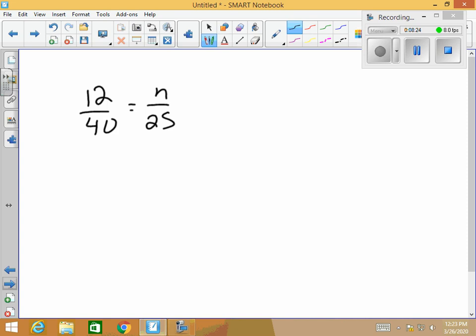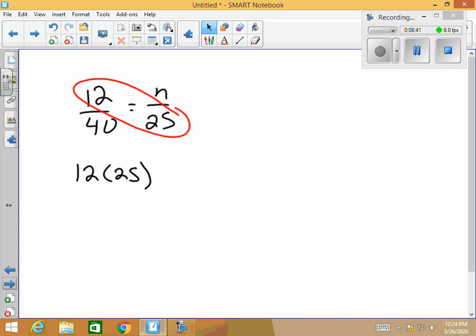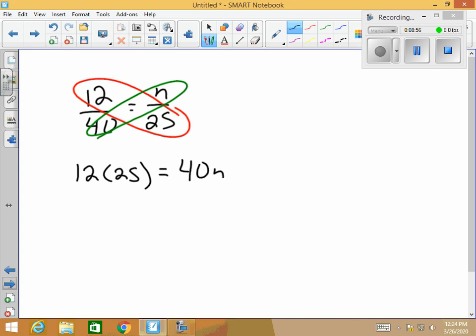So if I don't really want to worry about that, cross products does work every time, and I told you I would do that on these two problems. So I'm going to cross products. I'm going to take this 12 times 25, which is this cross, numerator to denominator. And then I'm trying to make everything horizontal. So my equal sign, and notice everything falls on a line here. And now I'm going to take my other cross product, which is 40 and n, which is 40 n. Now, here's where I do some things a little different.